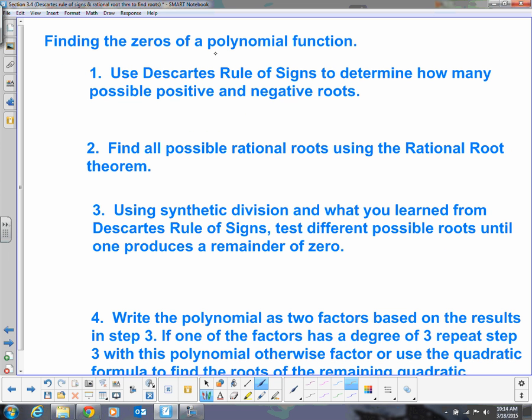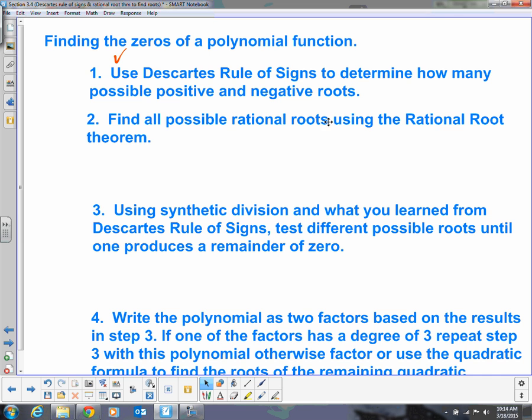Finding zeros of a polynomial function. This is where we're going to use Descartes' rule of signs. And this will tell you how many positive and negative roots, because this could shorten your guess and check. Find all possible rational roots using the rational root theorem. That's where we did plus or minus the p over q. This is the p over q deal.